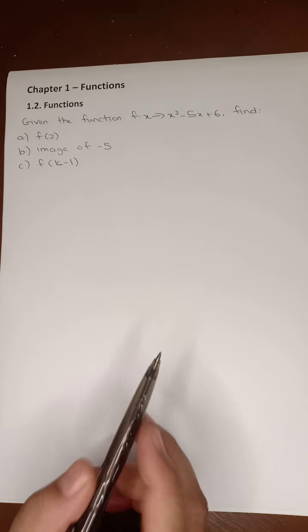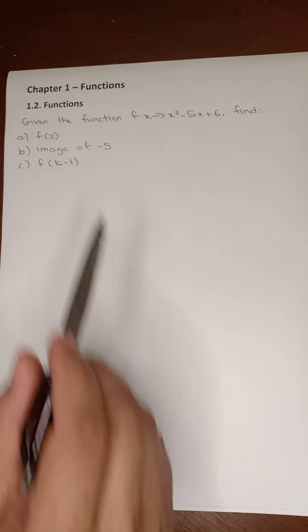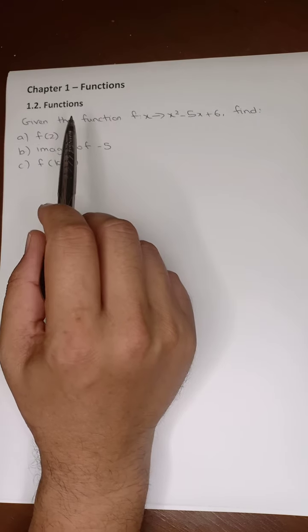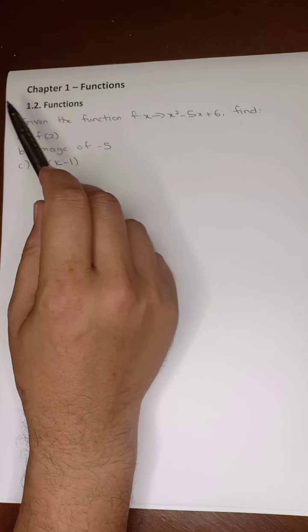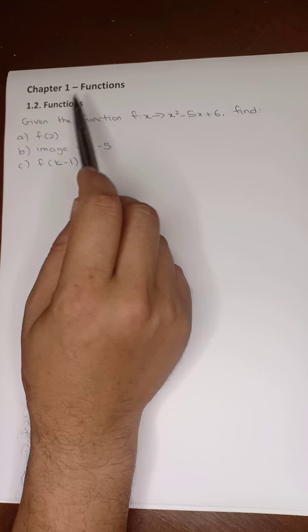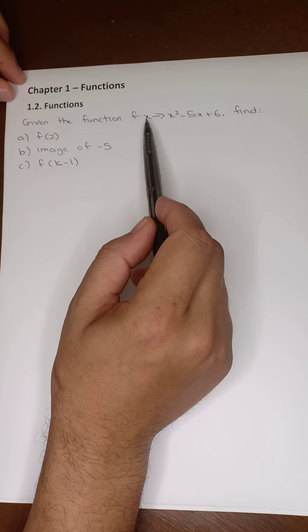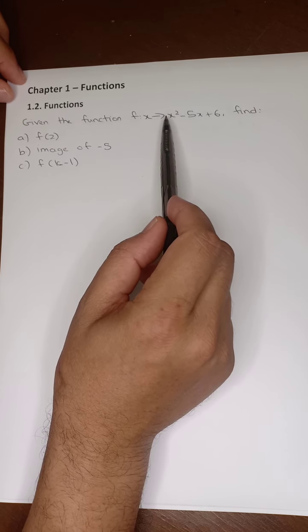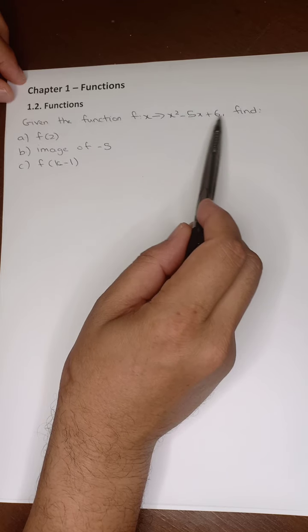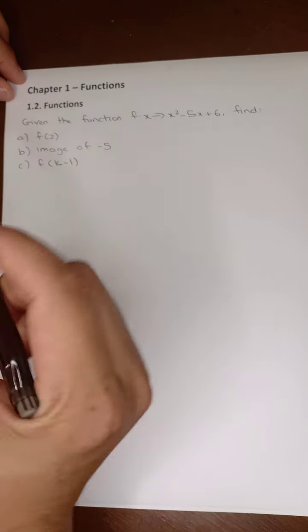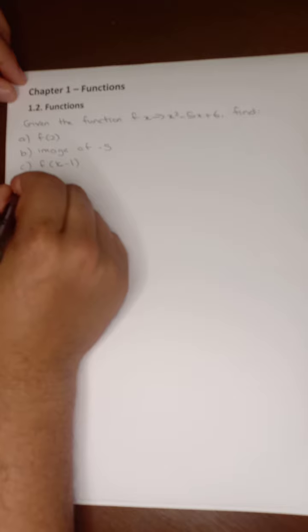Good day, students. We will see in this video how to solve questions regarding chapter 1, functions. Given the function f: x maps to x squared minus 5x plus 6, find (a) f(2). So they want you to find f(2).